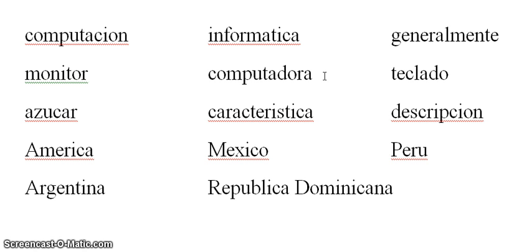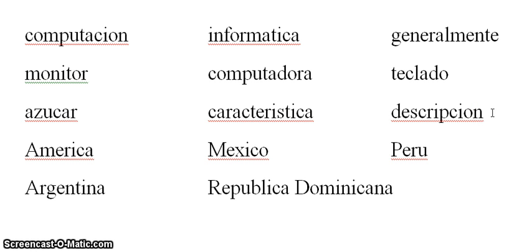Computadora. Next word. Teclado. Moving down. Azúcar. Característica.